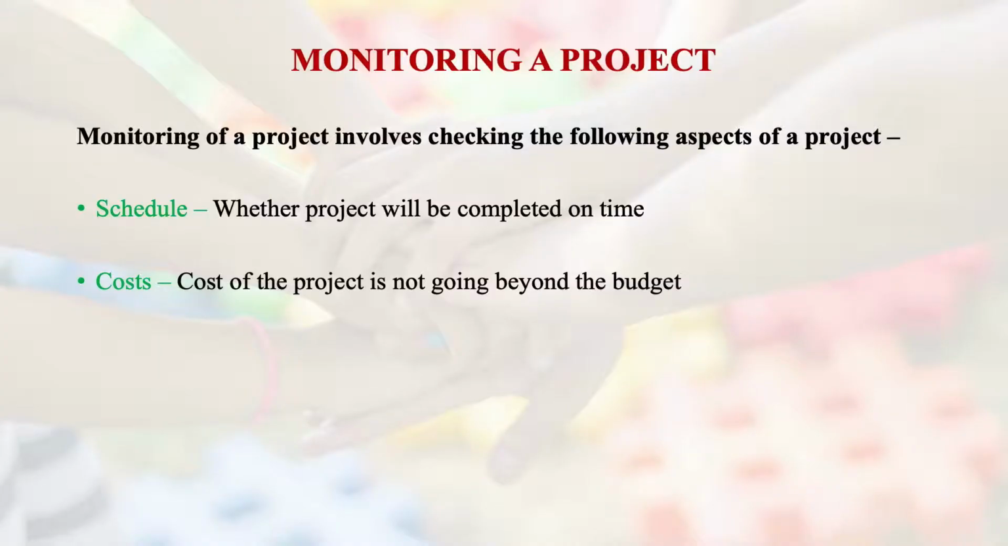Next is the cost of the project, which should not go beyond the budget. That has to be ensured, that the cost of the project is optimal and not going beyond the budget, because NGOs have a lot of problems getting funds. So cost is one of the major factors which needs to be monitored.